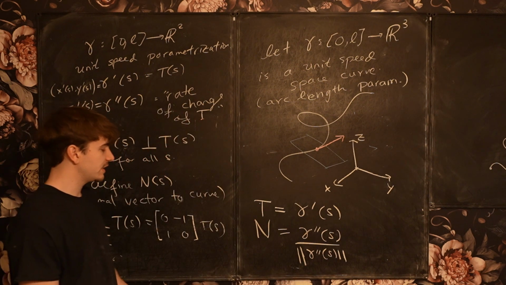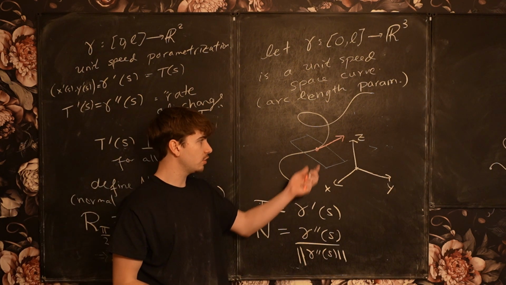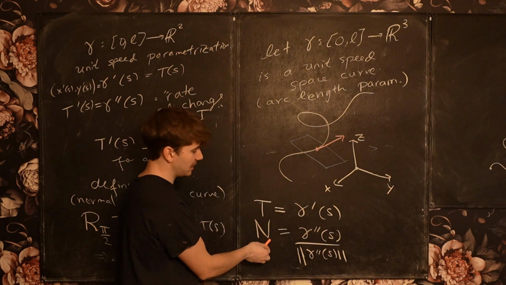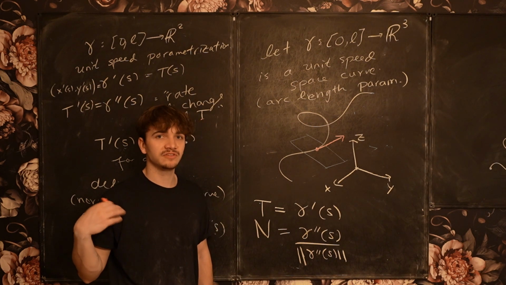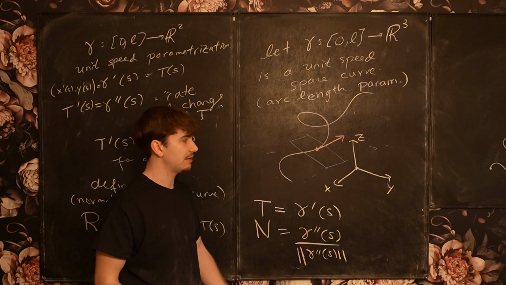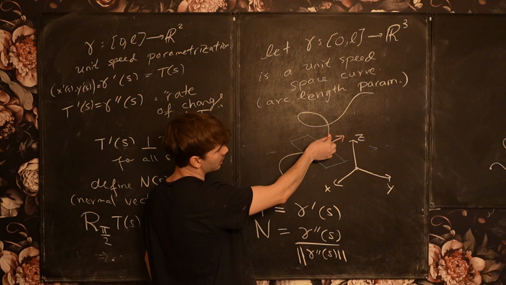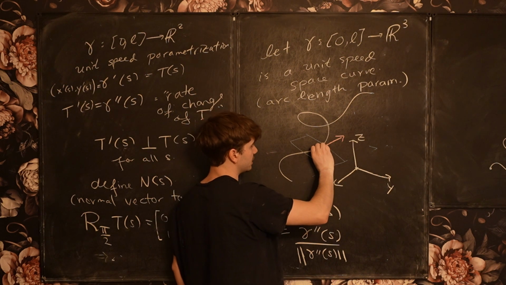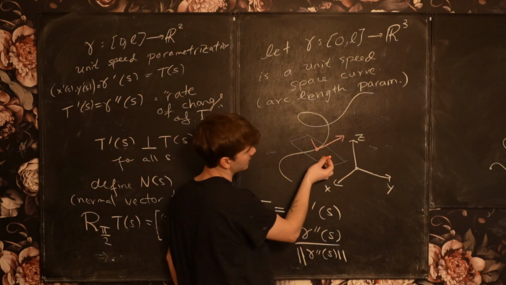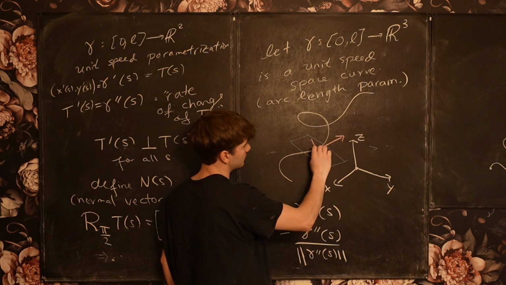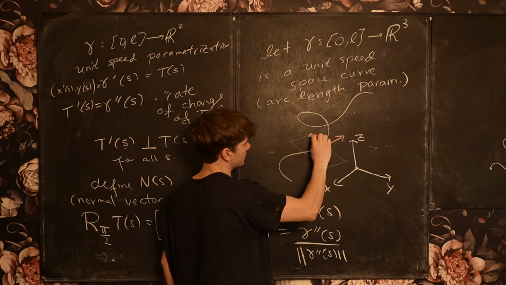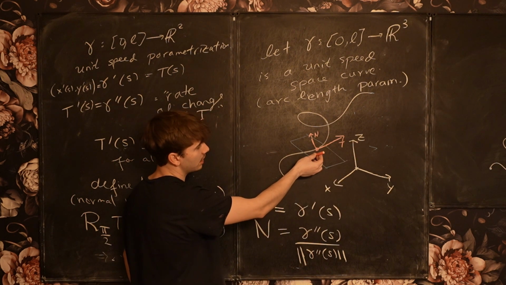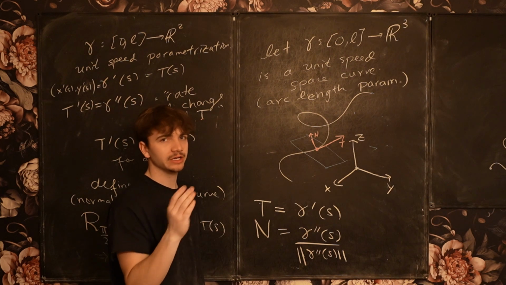Okay, so the idea is that there's no canonical way to define this normal vector, so we're literally just going to define it to be in the direction of T prime, or in the direction of gamma double prime. In this case my curve looks like it's bending in this direction, so maybe I want to say that my normal vector might look something like this. Okay, here's N and T.